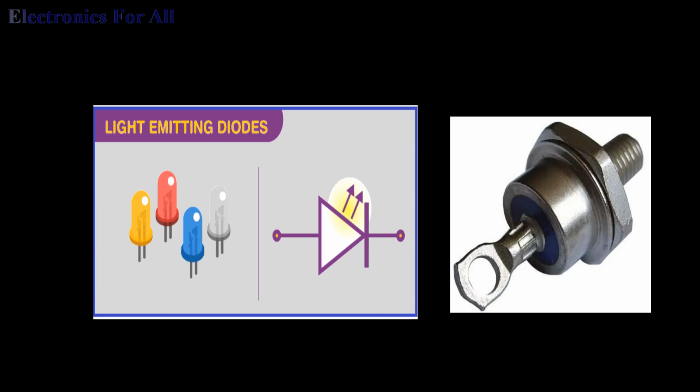Function of diode. The key function of a diode is to obstruct the flow of current in one direction and permit the flow of current in the other direction. Current passing through the diode is known as forward current, whereas the current blocked by the diode is known as the reverse current.